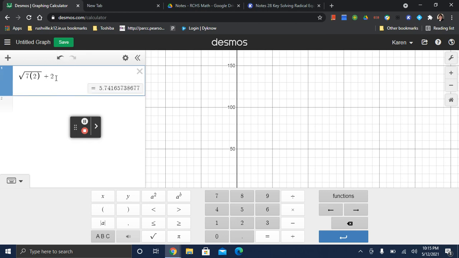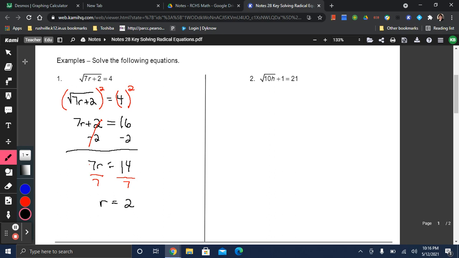As you're doing the check, you want to make sure that you make it look like that original problem. And that does give us 4. So the answer checks. It said that 7r plus 2 was supposed to equal 4 when it was inside that square root.